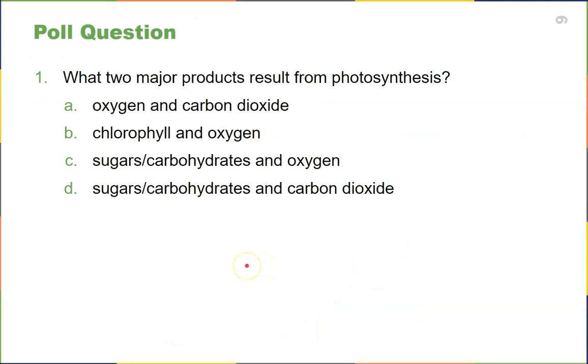Okay, so let's do a poll question. What 2 major products result from photosynthesis? Well, hopefully you said letter C, sugar and oxygen. So these are the products. Can we pick out the reactants? There's not a letter for that, but it's carbon dioxide and then water, which is not listed here.